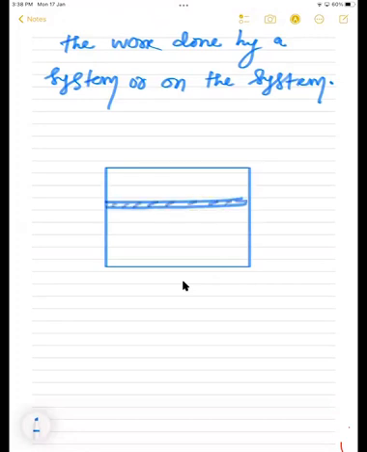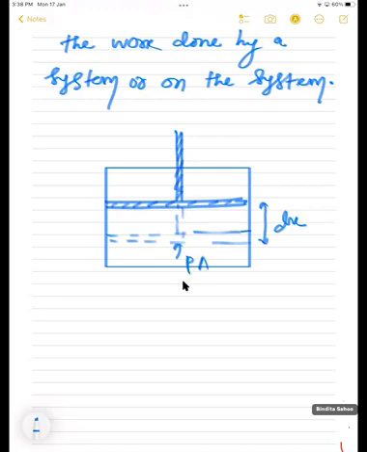Let this be the piston, right? Correct? Initially it was at this condition, the dotted line. Initially it was at the dotted condition. That means the change from this to this is let dx, right? And let some pressure pa be exerted.